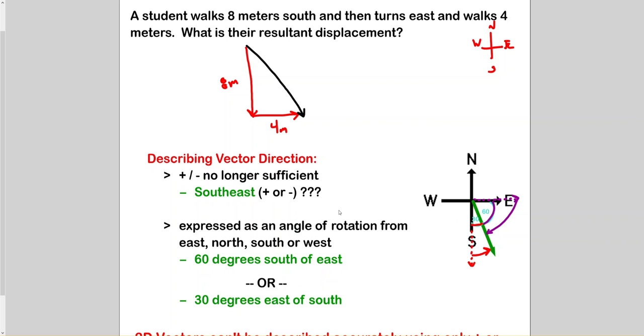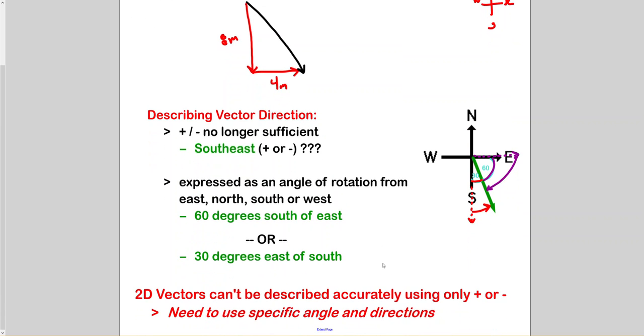When in doubt, I highly recommend just picturing yourself, right? How do I get to this angle? Well, if I'm facing south, I would have to turn east of south. How far? 30 degrees. If I'm facing east, I would have to turn myself south of east to get to this point. How far? 60 degrees. Okay, so the big idea here is that 2D vectors can't be described accurately using positive or negative like we did with 1D vectors, and so we need to use specific angles and directions.